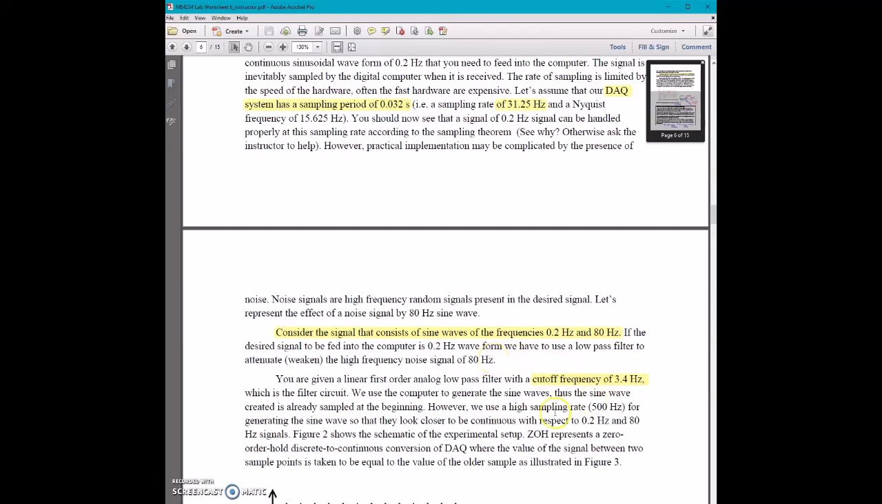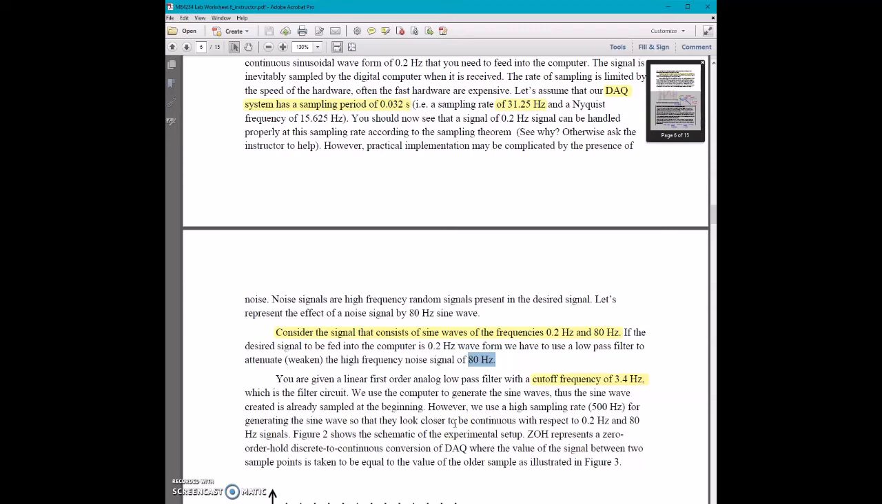Then we're going to sample this at 31.25 Hertz. And then you see a problem. Do you see a problem? You should, because the Nyquist frequency is only 15.625 Hertz, and we're trying to sample 80 Hertz noise with it. But at that point you don't care. Why? Because the 80 Hertz, you wanted to filter it out.